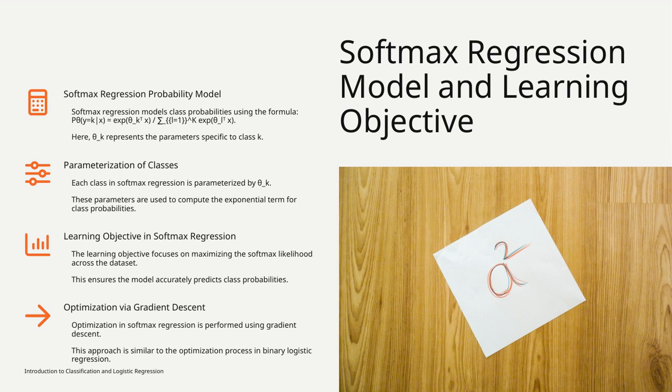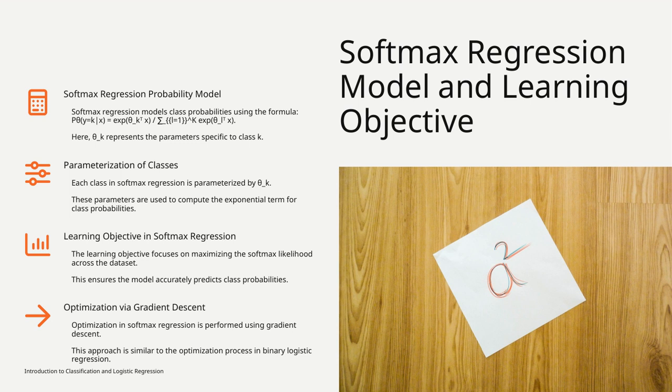Now, every class in this model has its own set of parameters, which are crucial because they help compute the exponential term that determines class probabilities. Think of these parameters as the unique weights that shape how the model predicts each class. Moving on to the learning objective, the goal is to maximize what we call the softmax likelihood across our dataset. By doing this, we ensure that the model is good at predicting the true class probabilities for new data points.